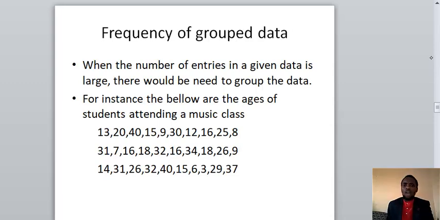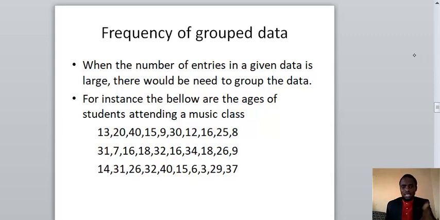Now we also have frequency for grouped data. When we have grouped data, it means that the number of entries in a given data is very large. It is so large that there is no way we can draw the frequency table.